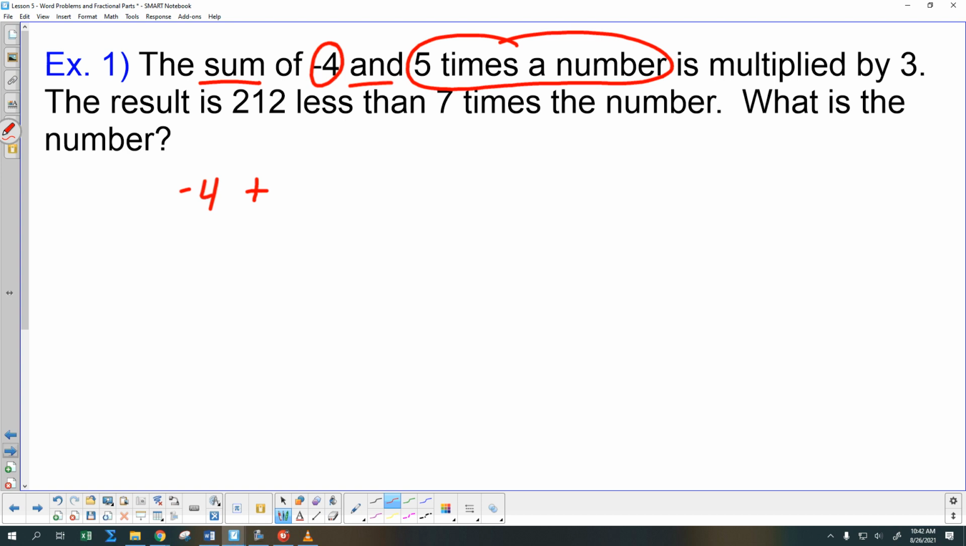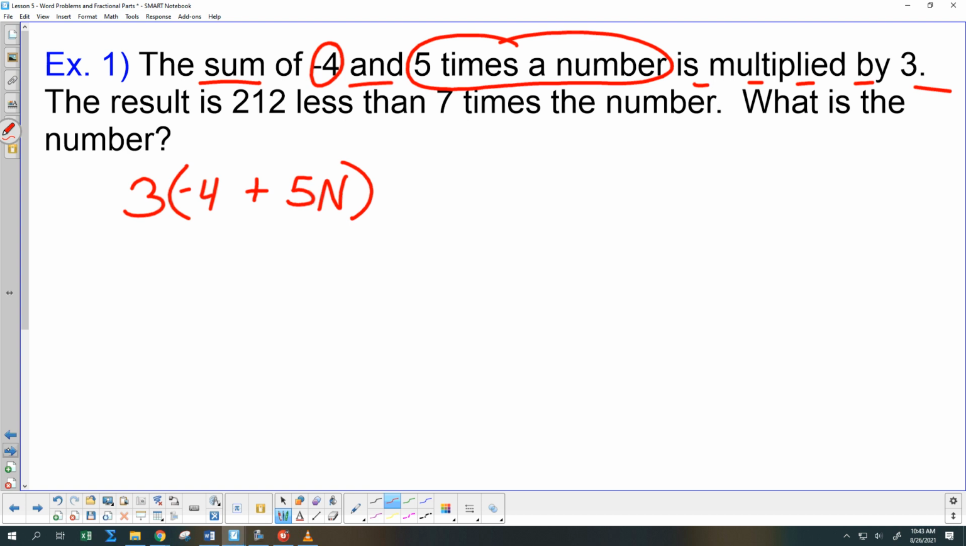So whatever we want the number to be, x, n, it doesn't matter, your choice. I think I'll do n. So there is my sum of -4 and 5 times the number. But then it says that sum is multiplied by 3. Not 5n is multiplied by 3, but the answer to that is multiplied by 3. So I had to put parentheses around that and say I multiply that whole answer times 3. And that gets us as far as the end of the first sentence.